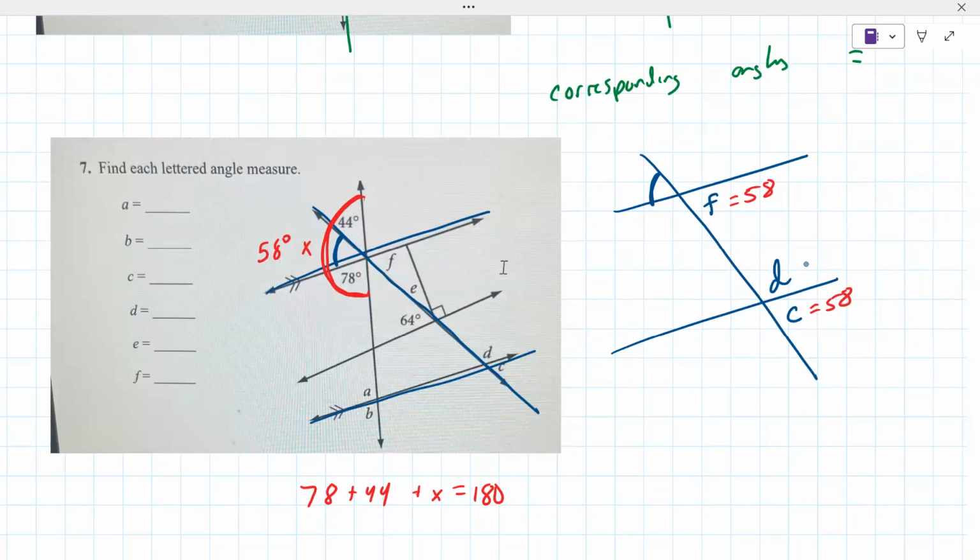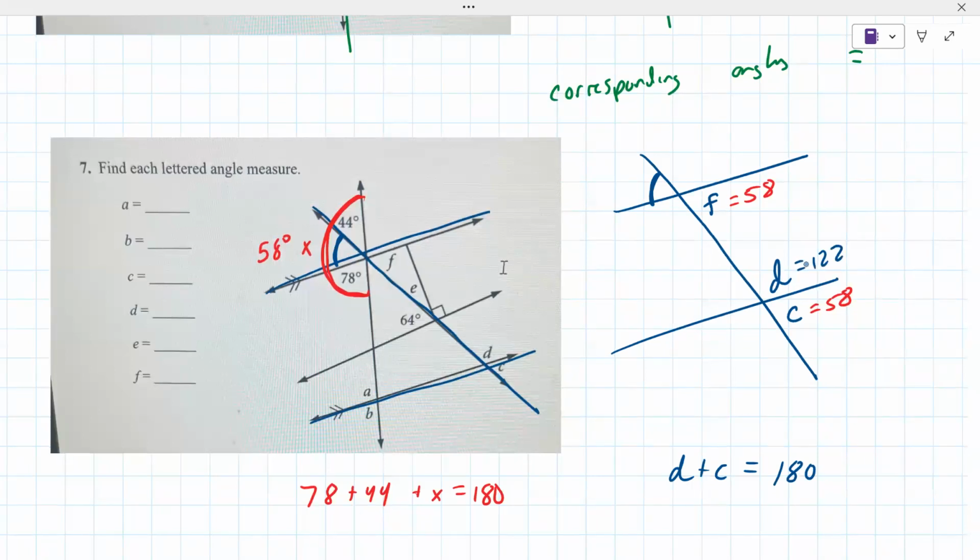Why can we find D? What is B plus C? Oh, that's a linear pair. So that's 180. So 180 minus 58 equals 122. There you go.